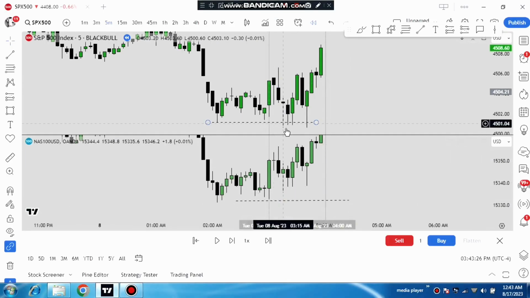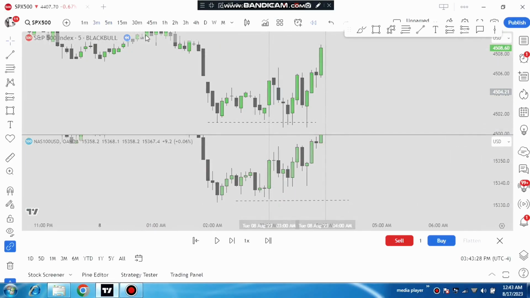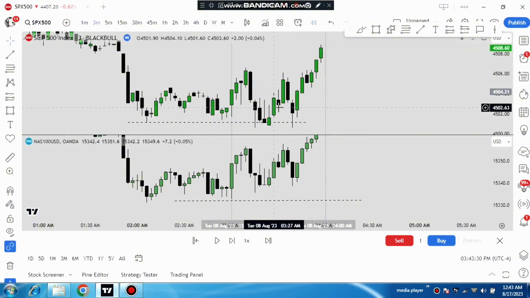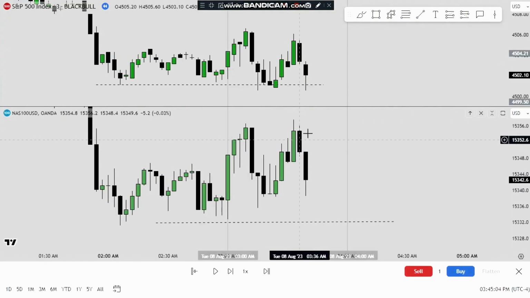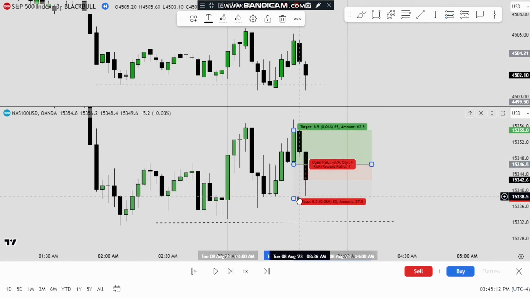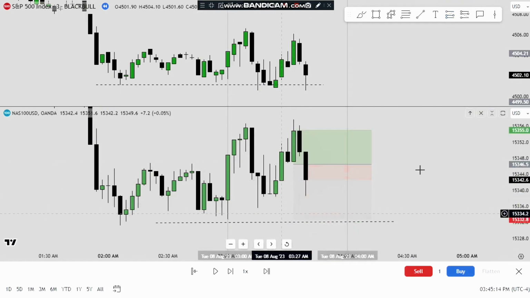So when the divergence is clear, as I already told you, you can check the 3 minute if there is any fair value gap and that gap has got filled. So on 3 minute, you can see that there was a fair value gap here and it got filled. So your entry will be around here and stop loss will be below this swing lows.